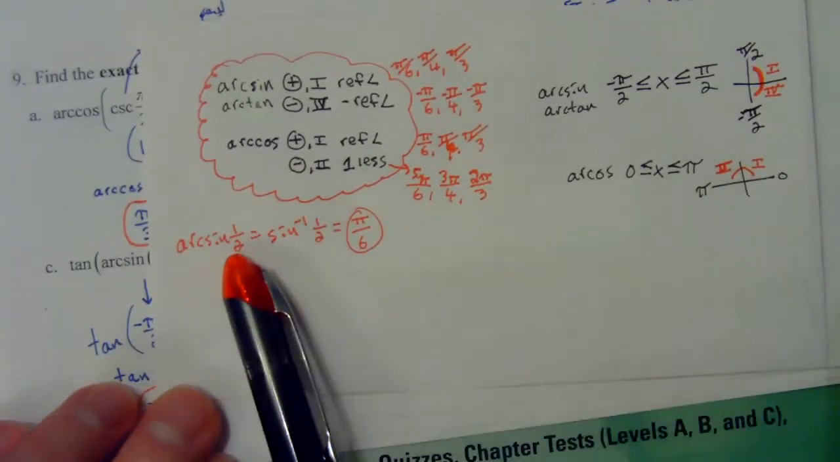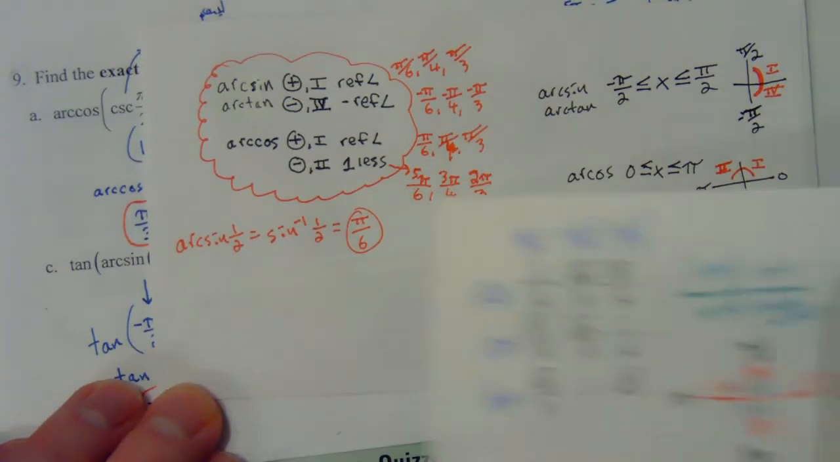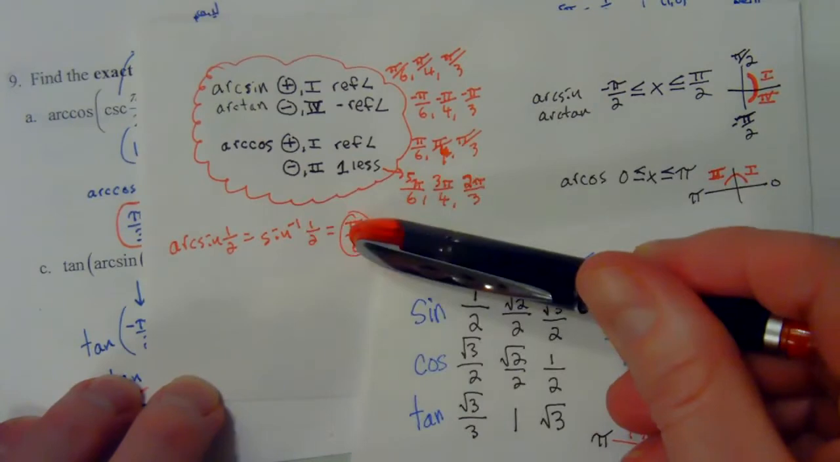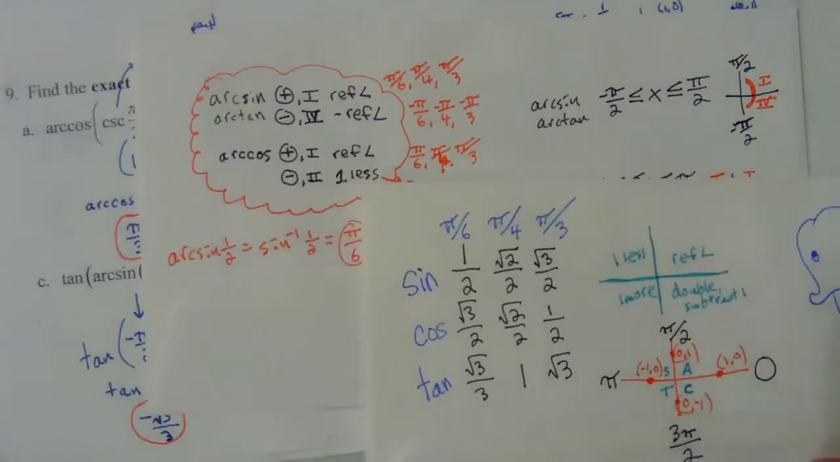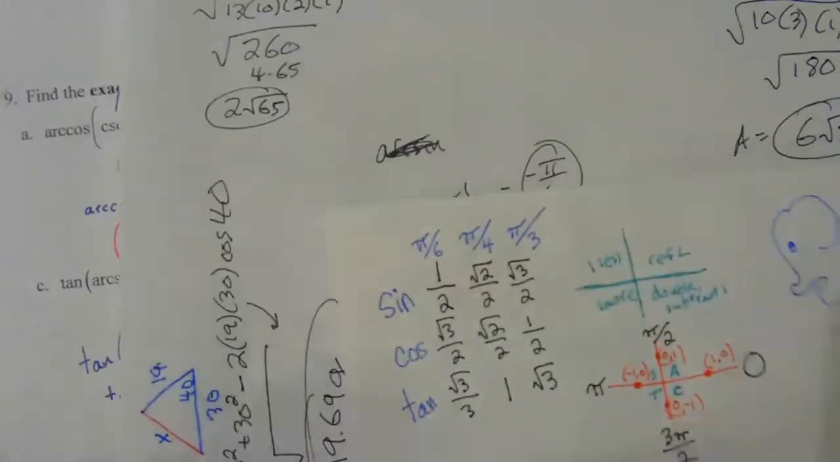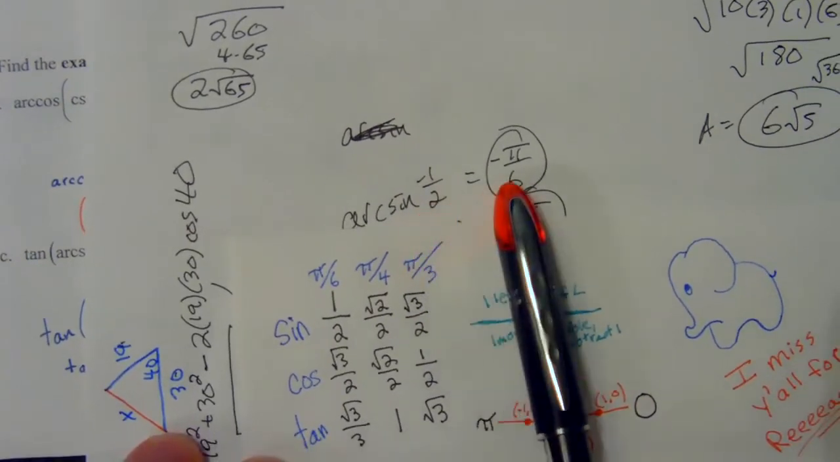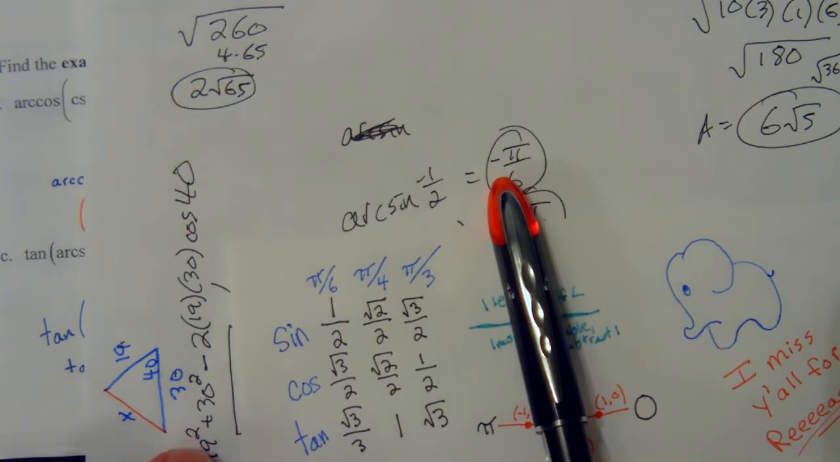So we already said arcsine of 1/2 is pi over 6, because when you look at the chart, the angle whose sine is equal to 1/2, that angle is pi over 6. But if I give you arcsine of a negative 1/2, remember when it's arcsine or arctangent, all you get to do is stick a negative in front of that reference angle right there.